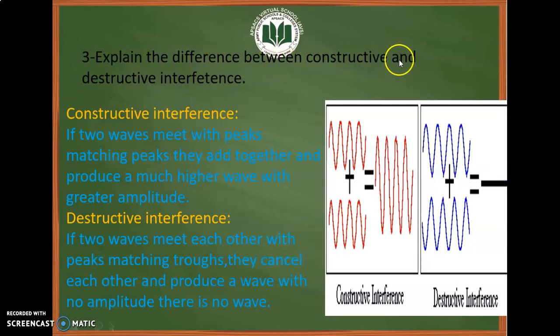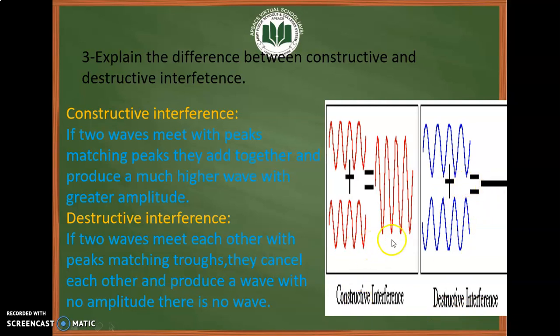Explain the difference between constructive and destructive interference. To know the difference between these two types of interference, imagine you are sitting by a lake. You throw two stones in the lake. They create two sets of waves which will interfere with one another constructively or destructively. Constructively means they create something new with high amplitude. Destructively means nothing is created, it is destruction.